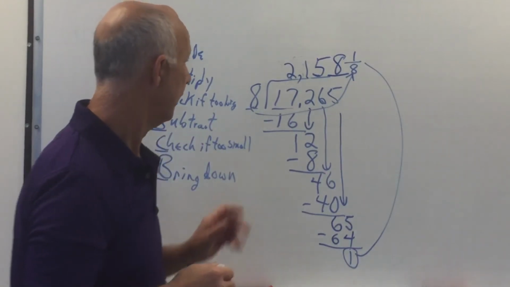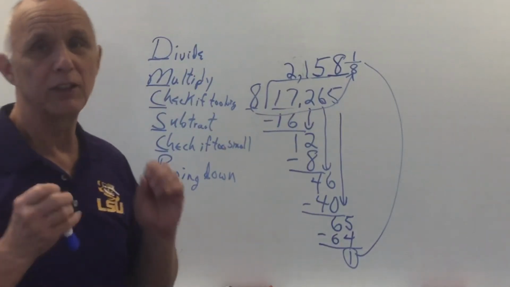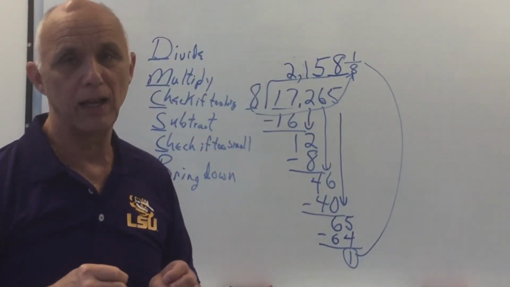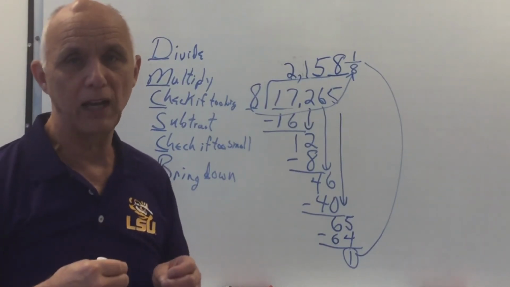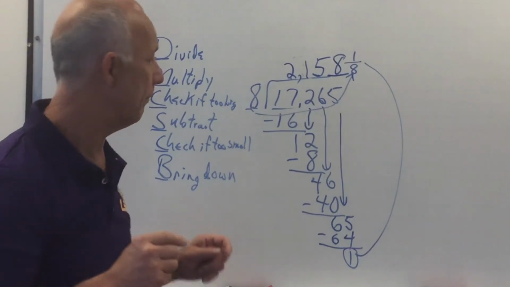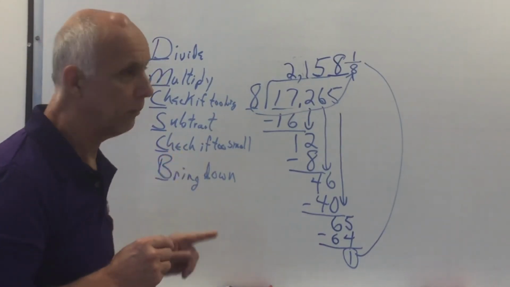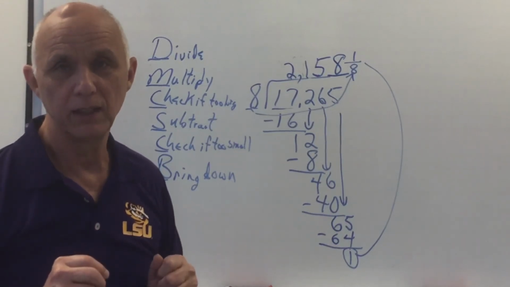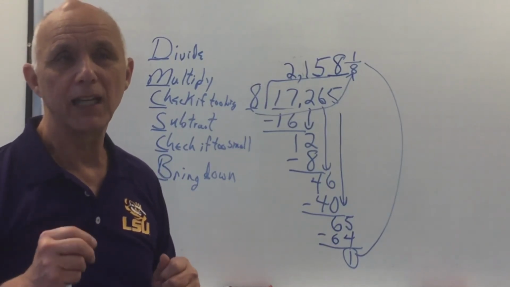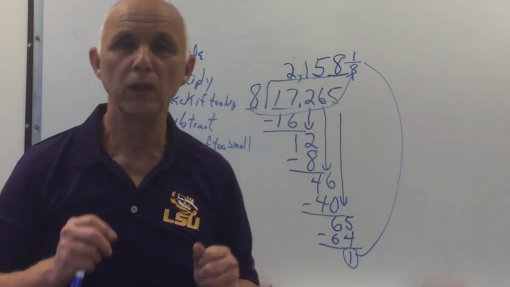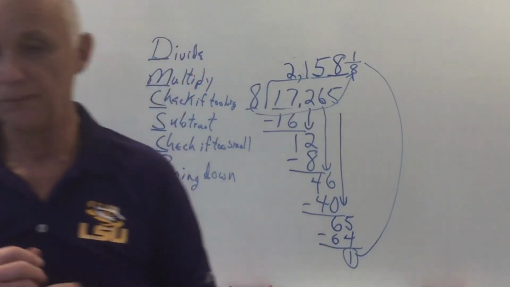Now, this process is what you do in every single problem. Divide, multiply, check if too big, subtract, check if too small, bring down. And again, my warning is check if too small is the trickiest step in the whole process, because it's easy to guess too small and not catch your mistake. So you always have to make sure you catch your mistake.